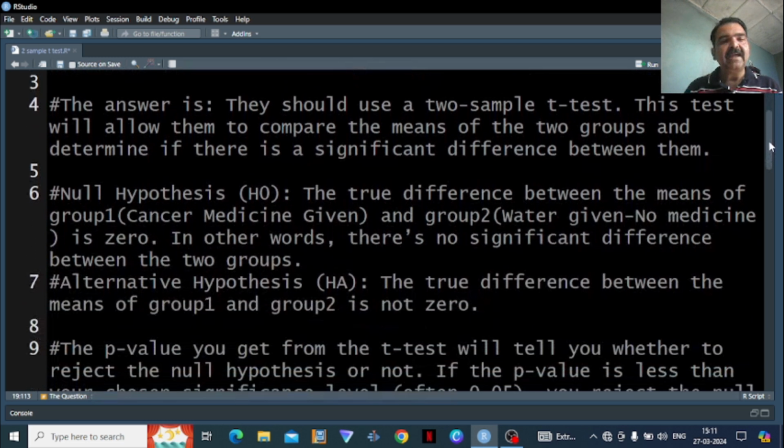So what is the null hypothesis in this? The true difference between the means of group 1 and group 2 is 0. In other words, there is no significant difference between the two groups.